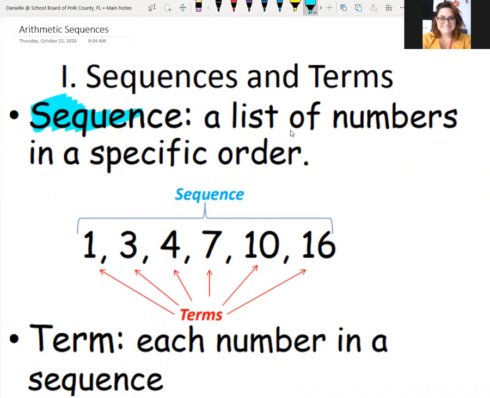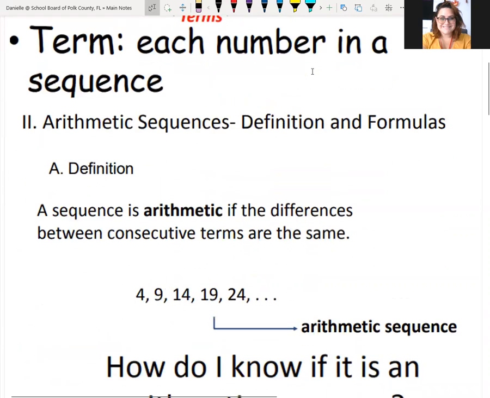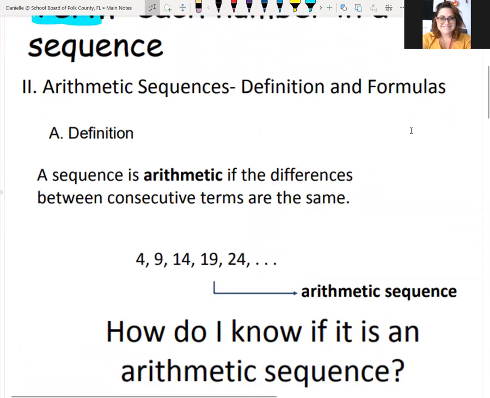A sequence is a list of numbers that are in a specific order. So notice it goes 1, 3, 4, 7, 10, 16. All of these individual numbers are considered terms. So another definition would be the word term, but we already know this. Arithmetic sequences.